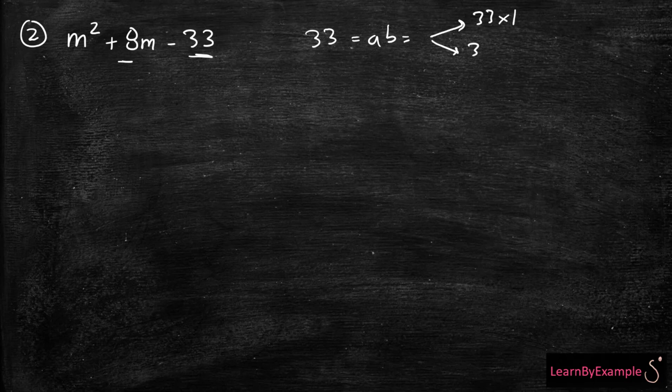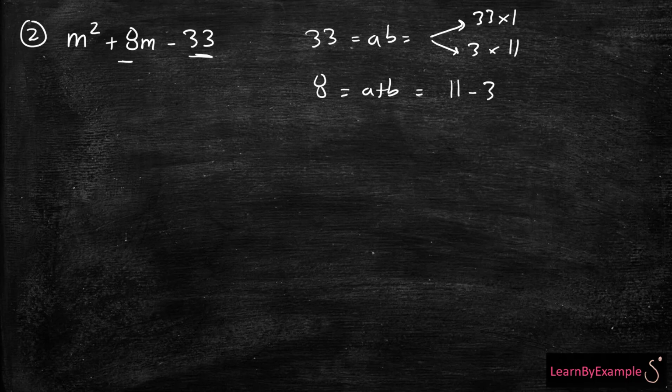We have m squared plus 8m minus 33. Again, the product should give you 33 and the summation should give you 8. So let's look at 33. What are our options? You can do 33 times 1, or 3 times 11. And once you find something that makes sense, you don't have to keep going. 33 and 1 is not going to give you 8, but 11 minus 3 gives you 8.